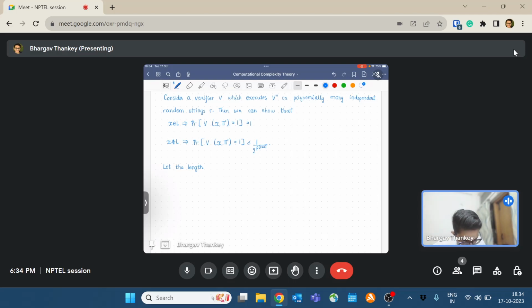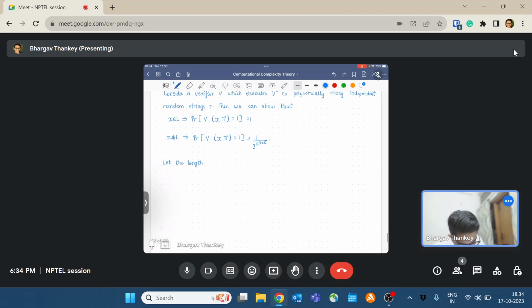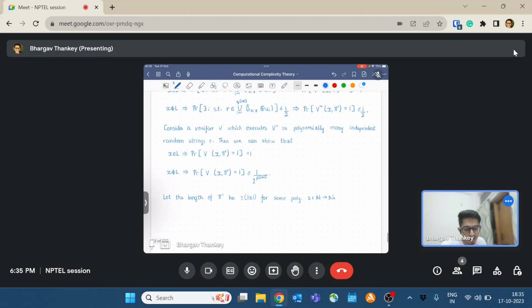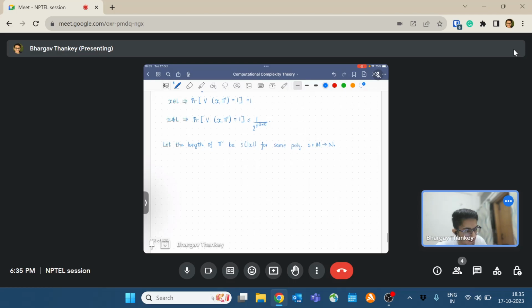So let the length of pi prime be at most size of x to some polynomial. Yeah, this is because P is still polytime. So I did not explicitly prove in this proof that V is polytime, but V double prime, V triple prime was polytime, and V is only executing V triple prime polynomially many times, so it's also polytime. So V is polytime.